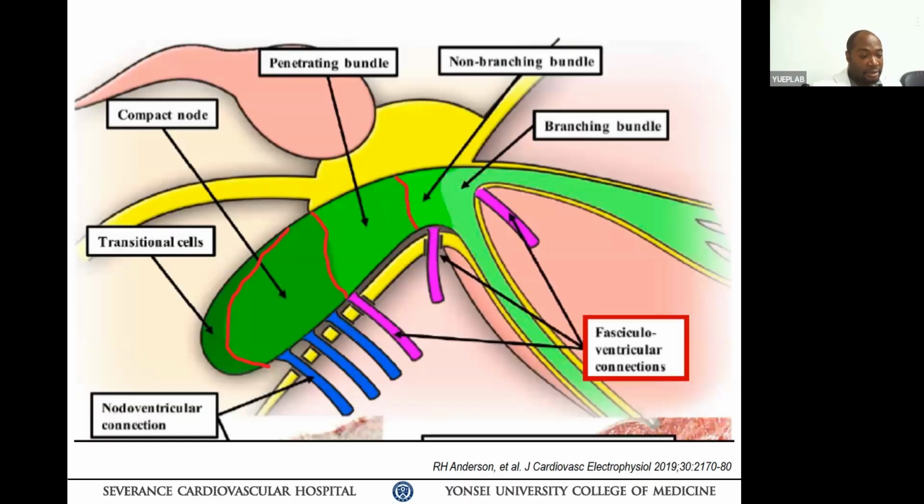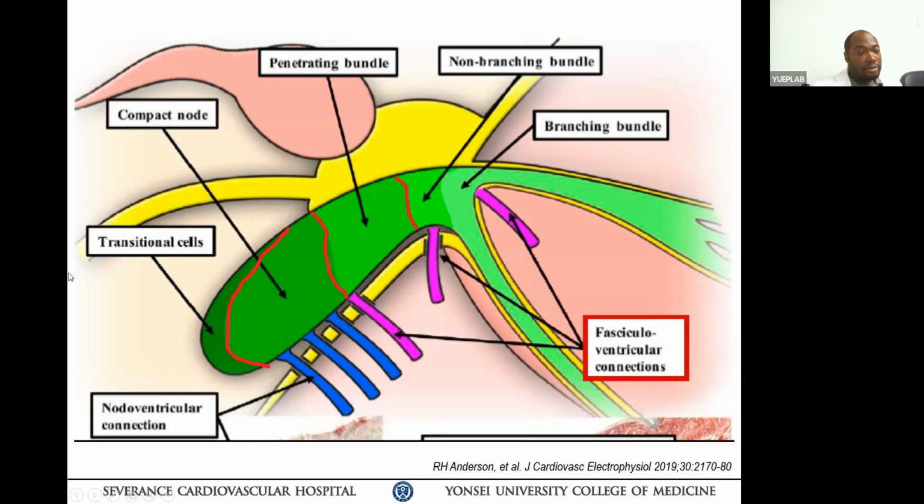So this is a diagram by Anderson et al. just showing the pathway insertions. This area is the atrionodal transitional cells, and then here we have the compact AV node, which is where the decremental conduction occurs. And here we have the penetrating His bundle. So what I was saying earlier about the catheter positioning is that if you have a catheter lying this way and then you pace, there's a chance that it could still overlie the compact AV node and could pre-excite through the nodoventricular pathway.